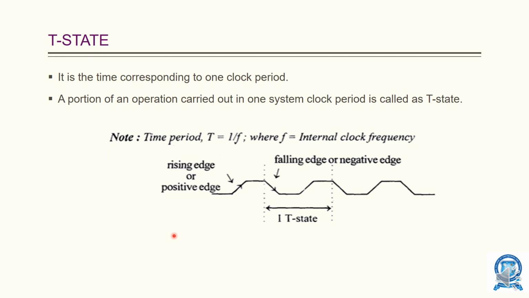A T state is the time corresponding to one clock period. One clock period has both a fall and a rise. From this edge to the next corresponding edge comes under one T state. For example, if you take these two dotted lines, it starts from a falling edge, then has a rising edge, and then just before the next falling edge the cycle ends. The falling edge is called the negative edge and the rising edge we call the positive edge. The relation between frequency and time, as we know, is that they are inversely proportional to each other.